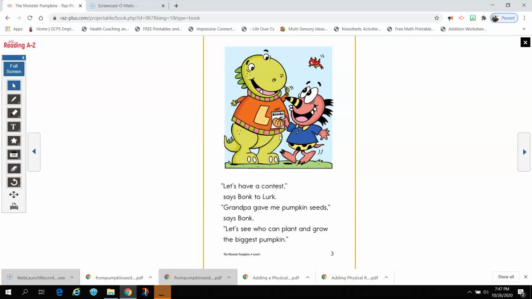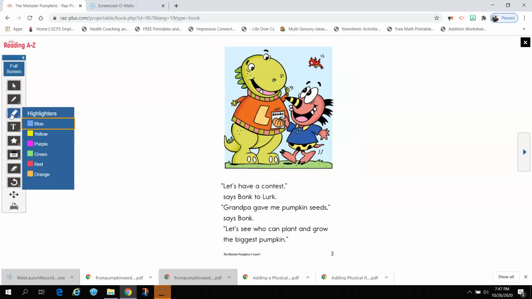Now, remember I told you yesterday, we're going to start to analyze the characters today. So one way that you can analyze characters in a story is by looking at what they say. So we're going to start, and I'm going to get the highlighter. And since Lurk is green, we're going to go through and look for the things that Lurk says, and we're going to highlight them green.